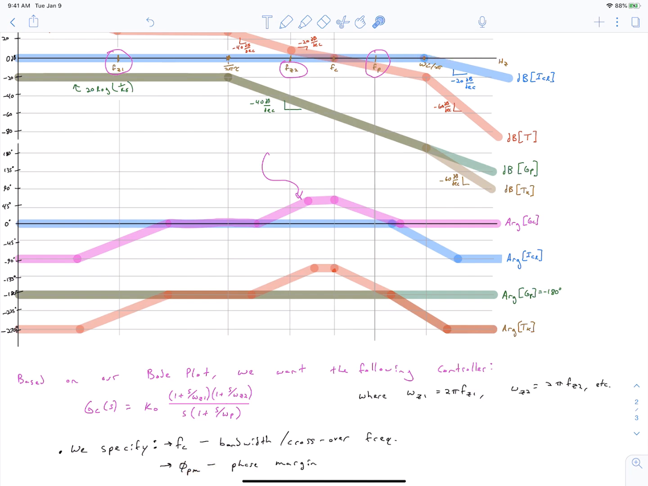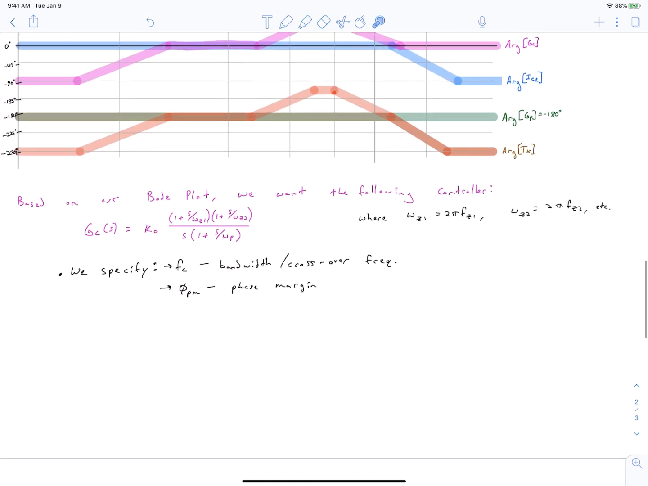Phase margin, we picked this based on stability and transient response. So we know that a system with a phase margin of 60 degrees or better typically has good transient response and good stability properties. As you approach 0 degrees, your transient response goes away. You start to have problems. You get a lot of ringing and oscillatory behavior, and then at 0 degrees, you're, of course, unstable.